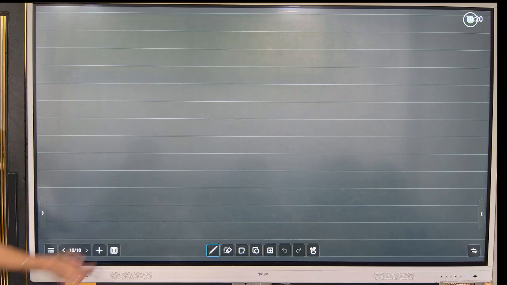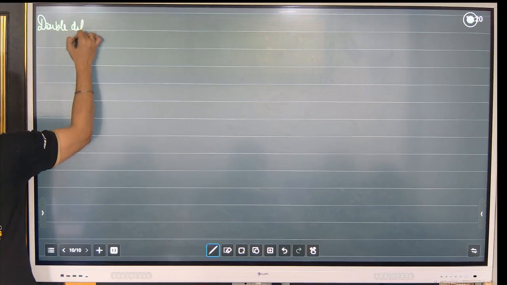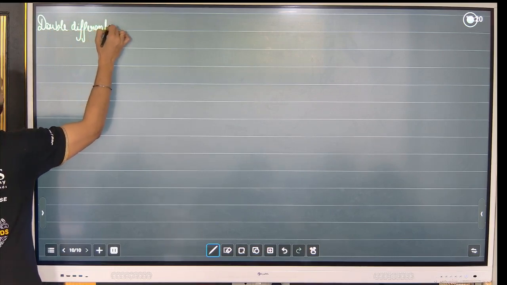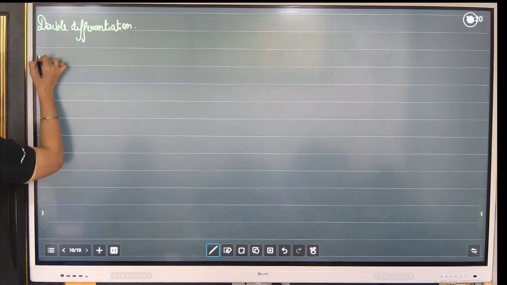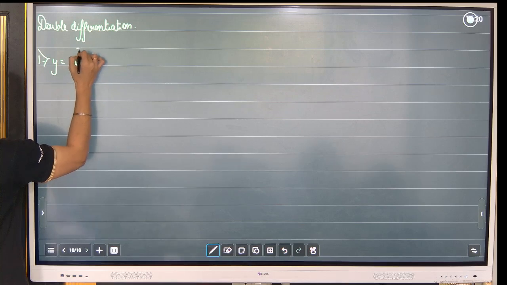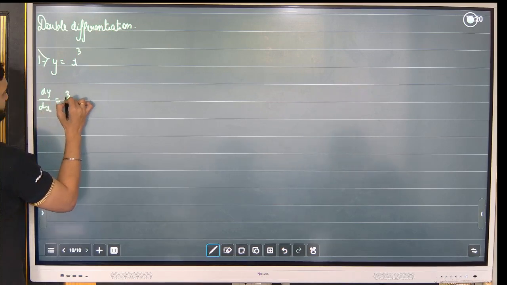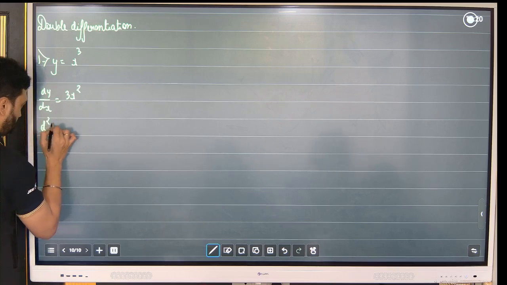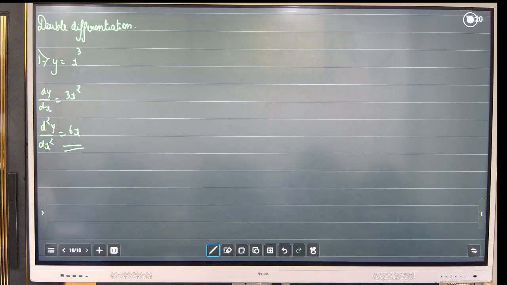The last topic of differentiation is double differentiation. It's the same. I'll give you a simple example. Let's start double differentiation with, say, for example, my question is y is equal to x cube. Can you tell me what will be dy by dx? 3x square. Can you tell me what will be d square y by dx square? 6x. That's it. Double differentiation, as the same name says, you have to differentiate it twice.